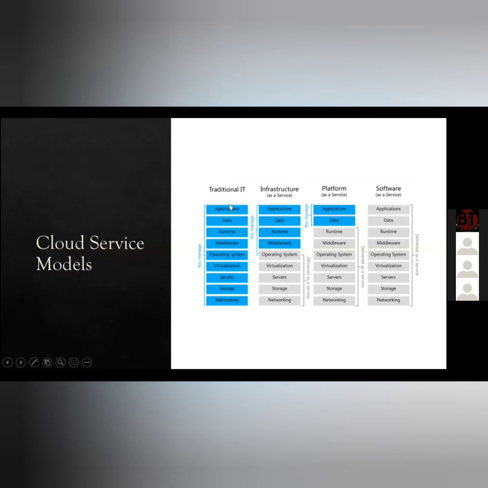But anyway, we have three service models. One is infrastructure as a service, we have platform as a service, and we have software as a service. All these three service models are used by different clients today, depending on their requirement. So what is the difference between all of these three?